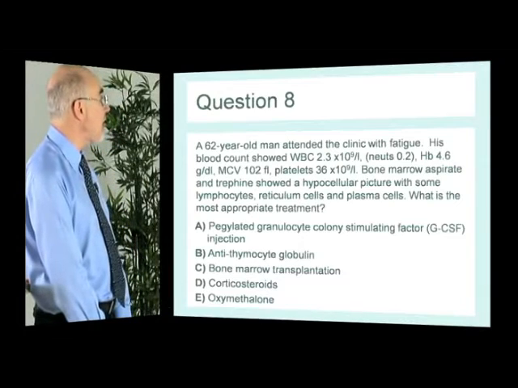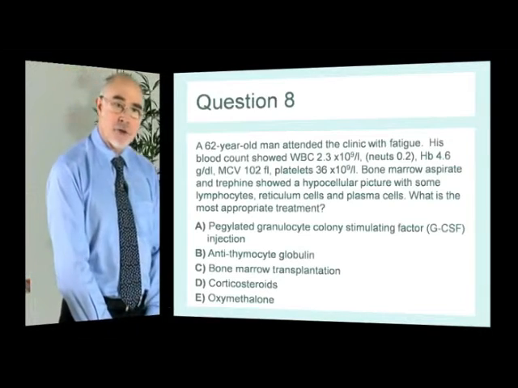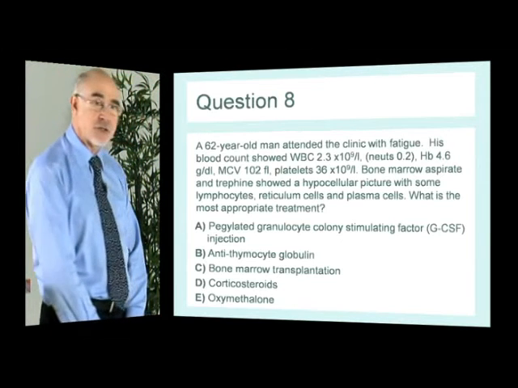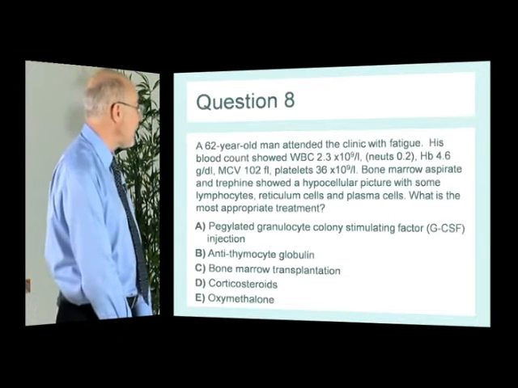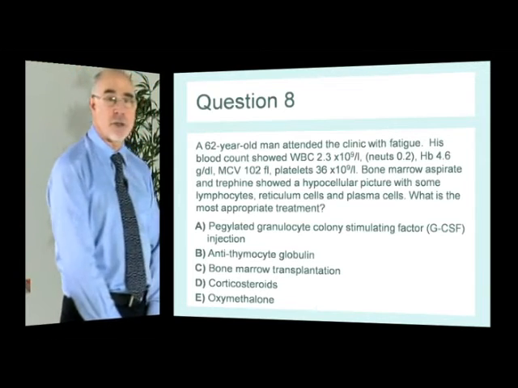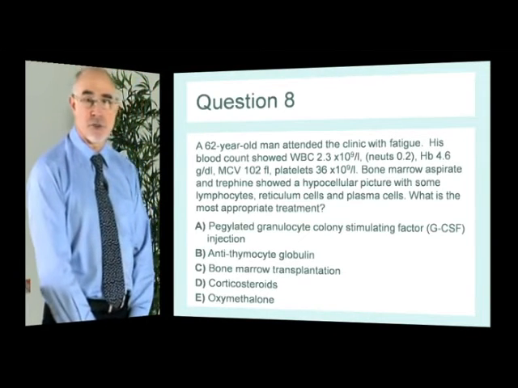In keeping with this finding of pancytopenia, he has a bone marrow aspirate and trephine biopsy, which I'll show you in a moment. This is hypocellular, but with persistence of lymphocytes, reticulum cells, that's the phagocytic dustbin lorry of the bone marrow, and some plasma cells. What is the most appropriate treatment?